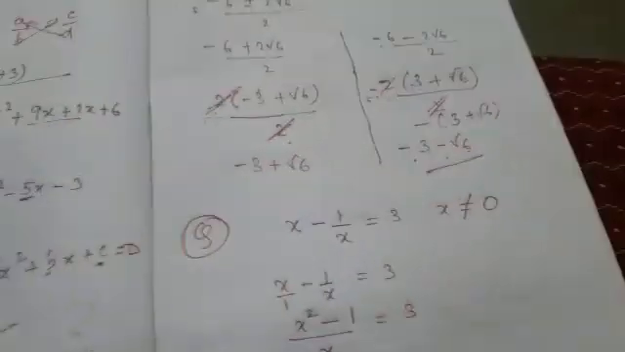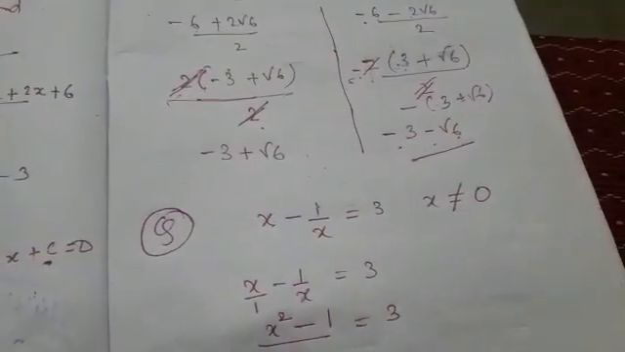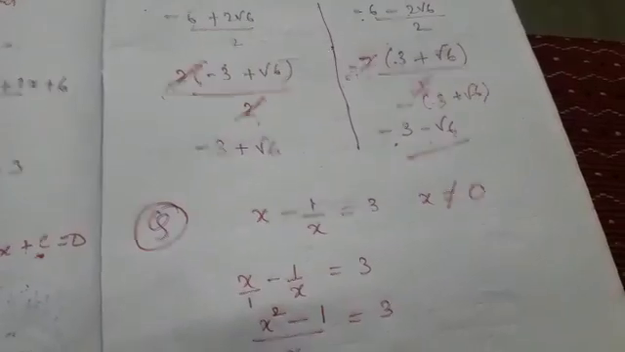Got it? Now see the next sum. It is x minus 1 by x is equal to 3.